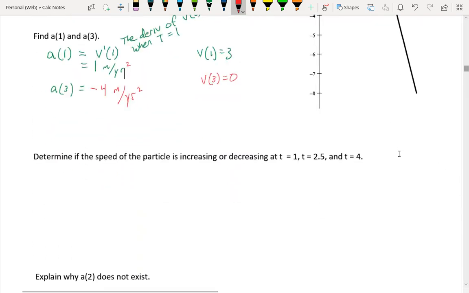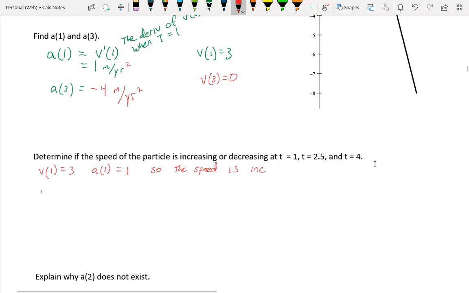All right, next question. It says determine if the speed of the particle is increasing or decreasing at t equals 1, t equals 2.5, and t equals 4. Okay, so really what we need to know is what are the values of v and a at those values. So v of 1, we already talked about that up top. V of 1 was equal to 3, and a of 1 was equal to 1. Okay, so the speed is increasing, and it didn't say justify, but you can see they're both positive, so that's why the speed's increasing.